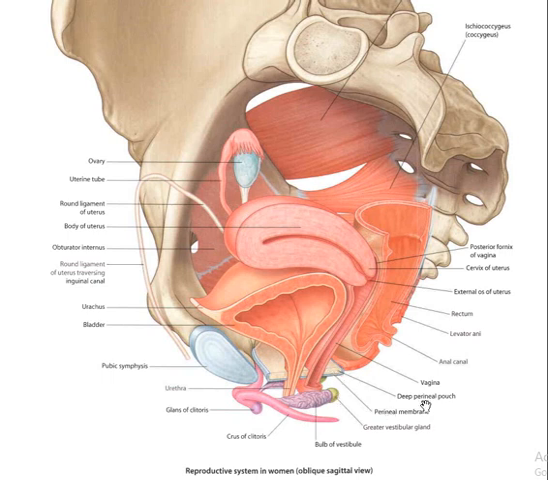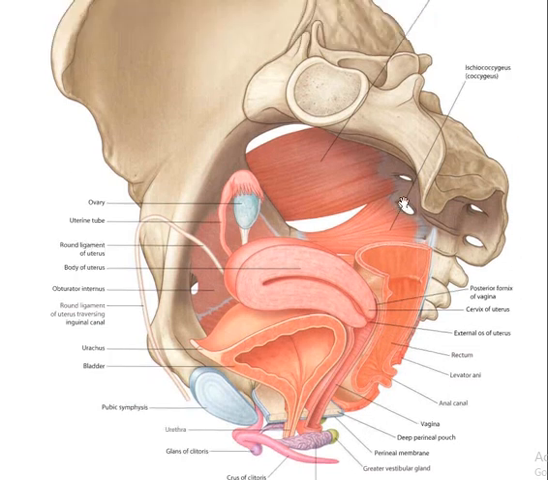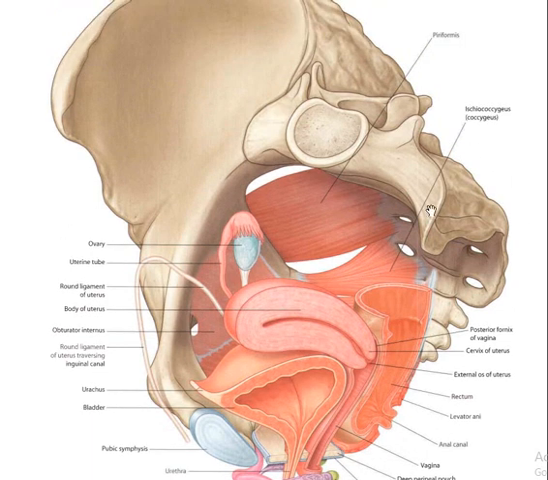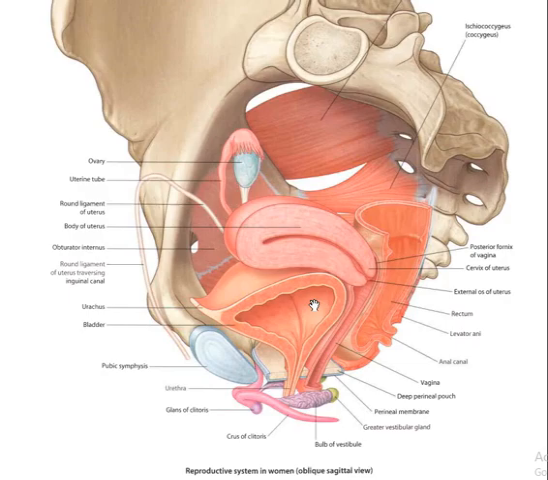This is a perineal membrane, the deep perineal pouch, the vagina, the anal canal, the levator ani, the rectum, the external os of the uterus. So this is the cervix of the uterus, and this is the posterior fornix of the vagina. The two different muscles posterolaterally here, we have the ischiococcygeus and we have the piriformis.